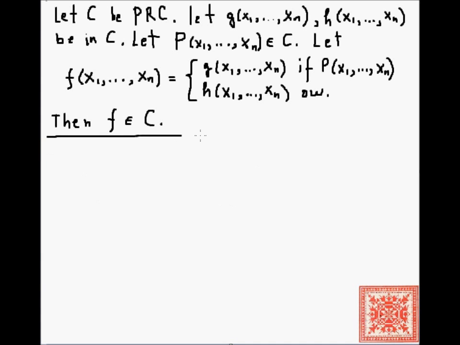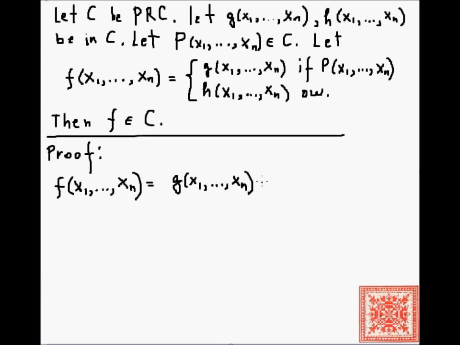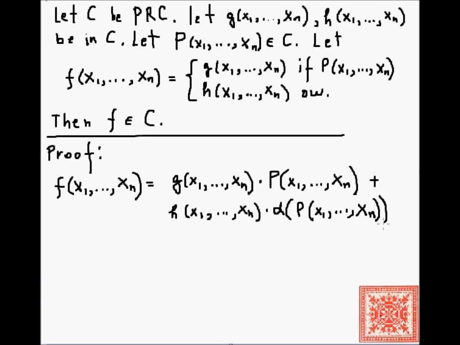So let's sketch a proof. We will express f in terms of g, p, h, and a couple of functions that we already know to be primitive recursive, and hence they are in C because it is primitive recursively closed. So f of x1 through xn equals g of x1 through xn times p of x1 through xn plus h of x1 through xn times alpha of p of x1 through xn.